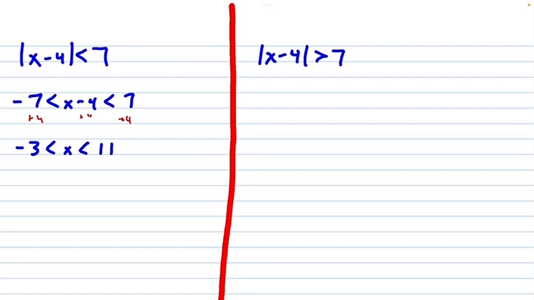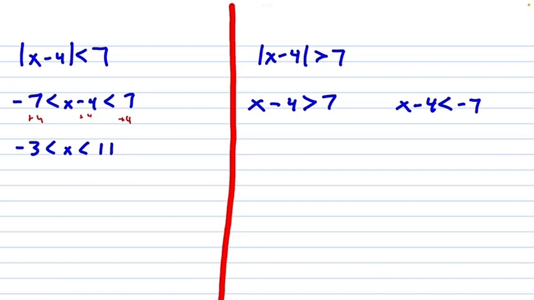Now, let's look at this next one. If we notice, these look similar, but now we have the absolute value of x minus 4 is greater than 7. So here we have to set up two different equations. First we're going to set up x minus 4 is greater than 7, and we're going to set up x minus 4 is less than negative 7. So we set up two different equations.